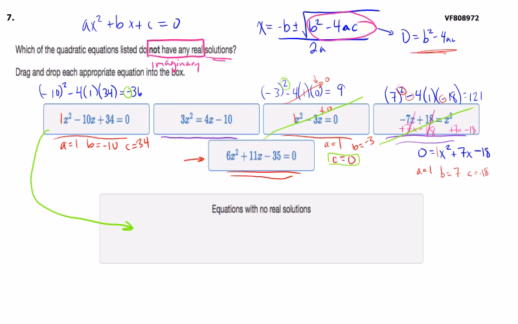Okay, and then the other one you have to do is this one. You're going to have to set one side equal to 0, so you can either take away 3x squared from both sides, or subtract 4x and add 10, and then identify A, B, and C, and then do the same thing. Plug them into the discriminant there and see if it comes out negative or not.